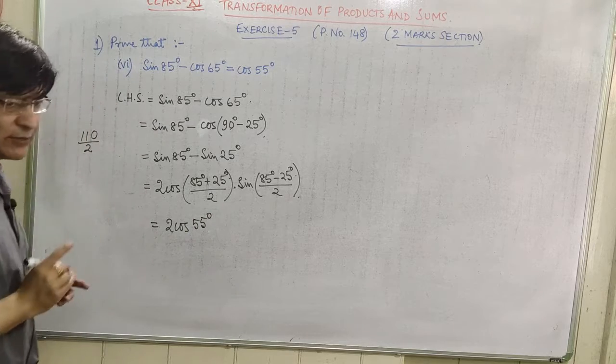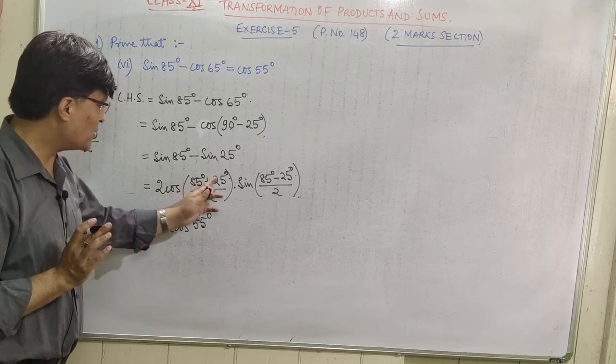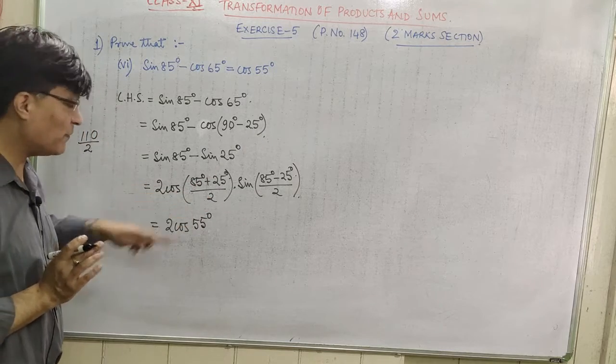That is cos 55 degree. Is that clear? I think you have understood it. Okay. 85 plus 25 is 110 divided by 2 is 55 degree.